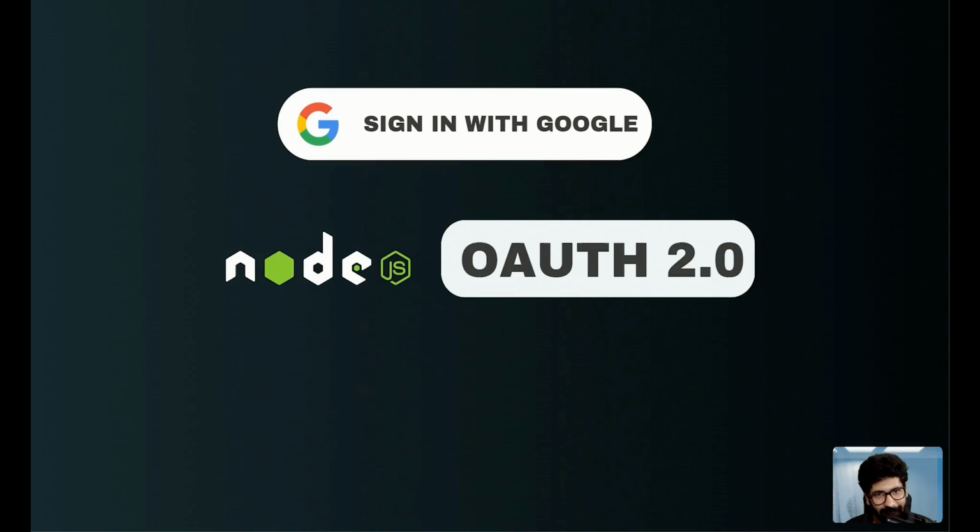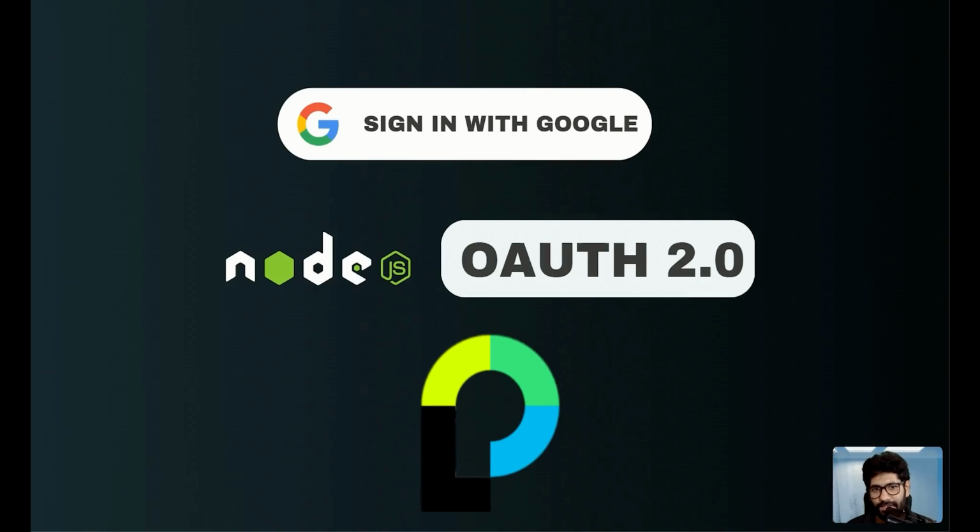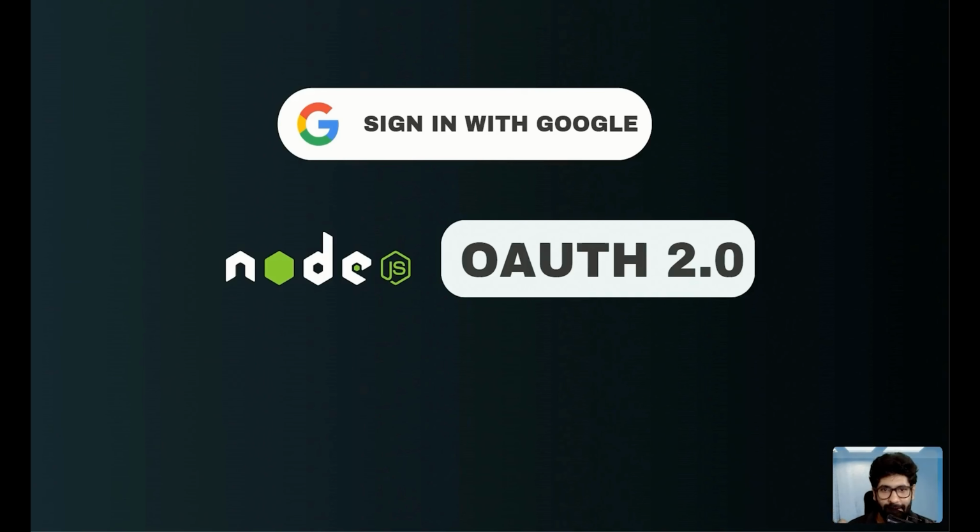In this project, we're going to add the OAuth 2.0 integration to the Node.js based application. We'll be adding the Google sign-in approach into Node.js. We'll be taking help from the Passport.js library, getting the secret keys from the Google console, and then adding the sign-in with Google option.